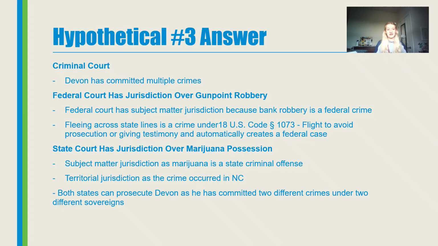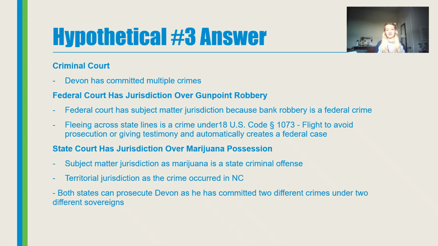Hypothetical number 3 answer. Firstly, this would go to criminal court because Devin has committed multiple crimes. Federal court has jurisdiction over the gunpoint robbery because gunpoint robbery is a federal crime. In addition to that, fleeing across state lines is another crime under the U.S. Code. Flight to avoid prosecution or giving testimony automatically creates a federal case.